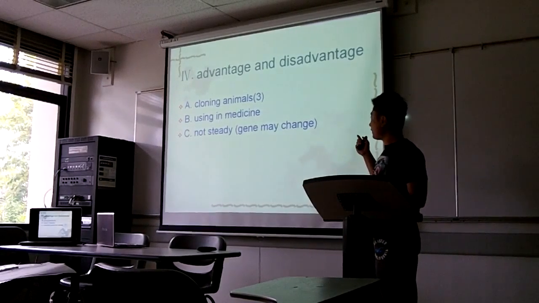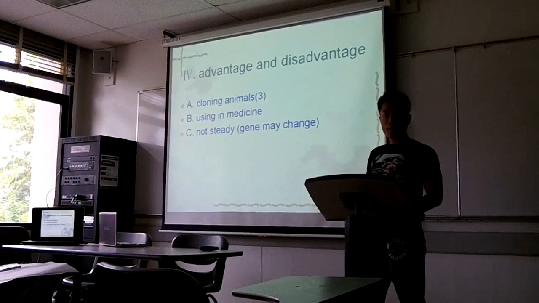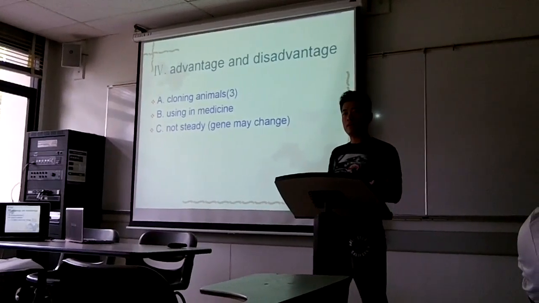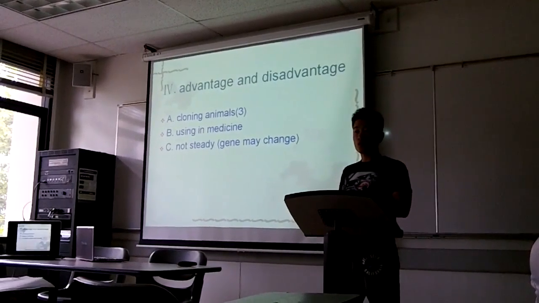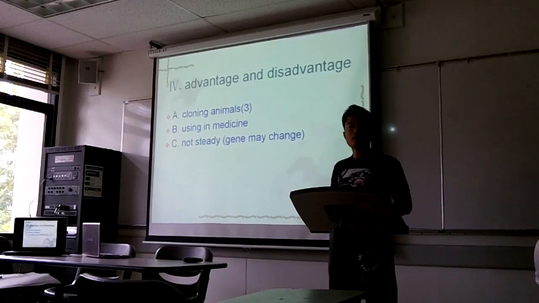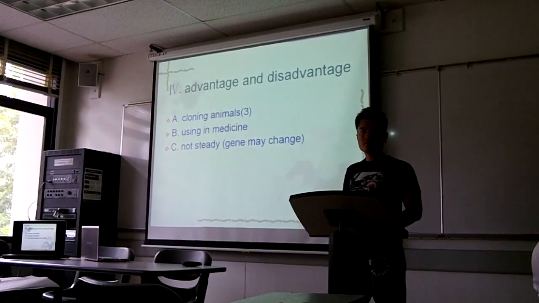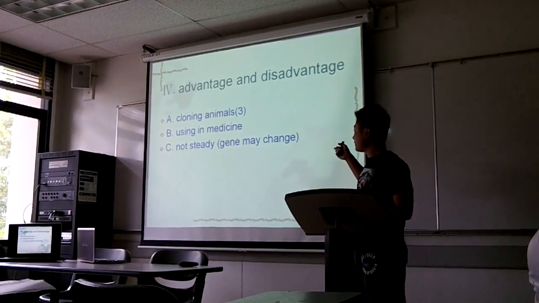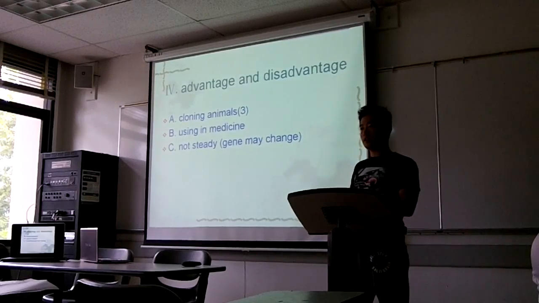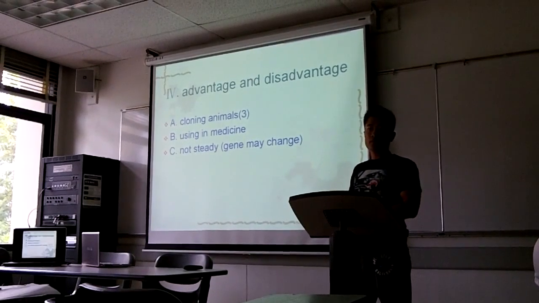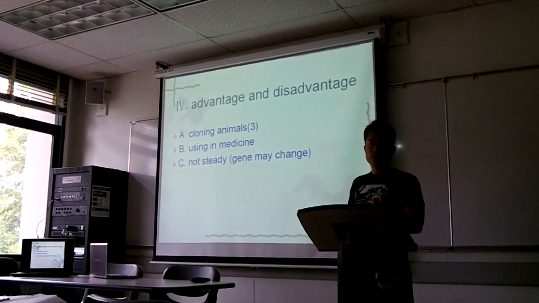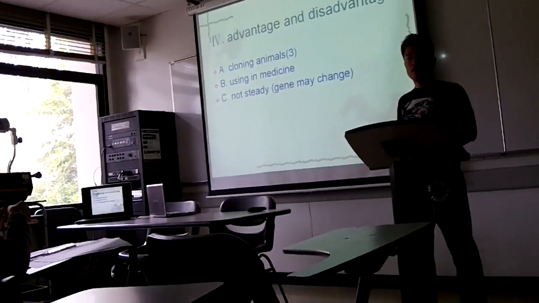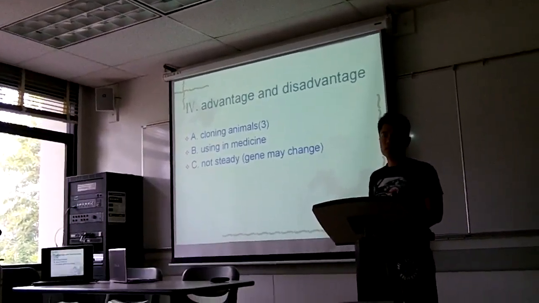Next is using it in medicine. Patients who get cancer or heart disease have to wait many years to get an organ to fix the problem. But before they get an organ, maybe they die. So if we use cloning in medicine, we can clone the organ for the patient, and they don't have to wait. So they can get an organ and fix the health problem, or conquer the disease, conquer cancer.